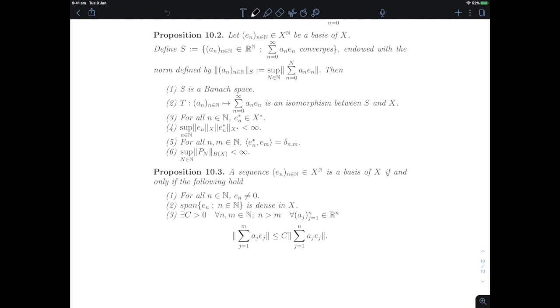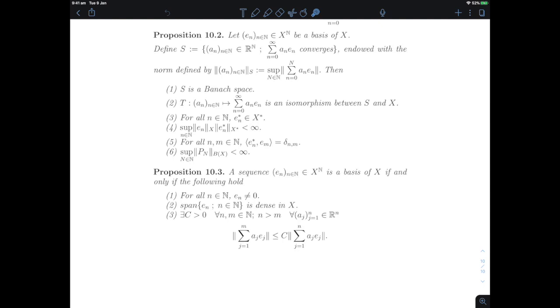Okay, so now we will prove another little proposition that characterizes the fact that a sequence is a basis. There are 3 properties that characterize being a basis. One is that all of the vectors en have to be non-zero. That's kind of obvious. If you have 0, then you could multiply it by whatever you want and it wouldn't change the sum, so you would lose uniqueness of the decomposition. You have the fact that the span is dense. That's also kind of obvious.